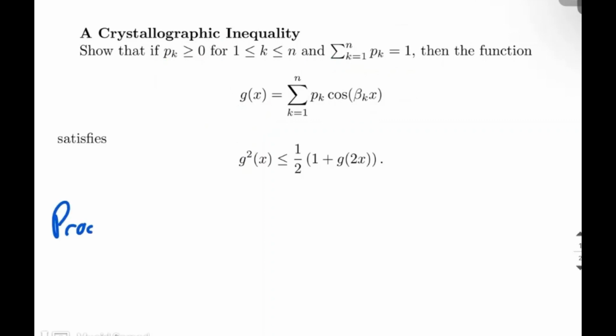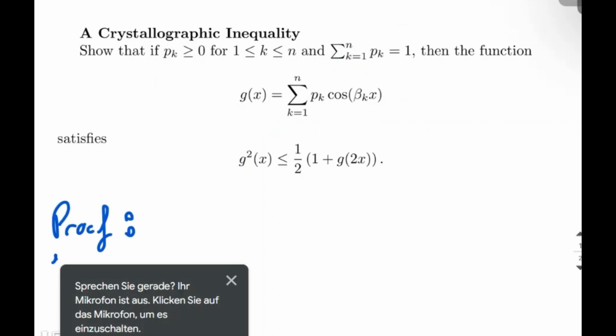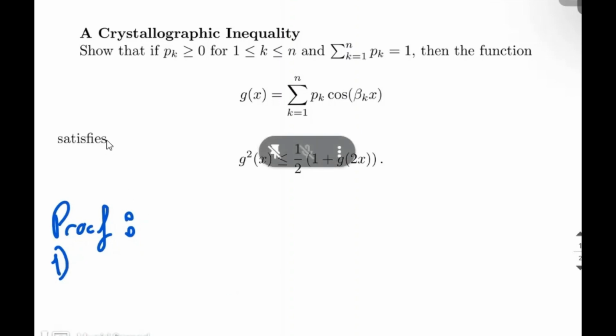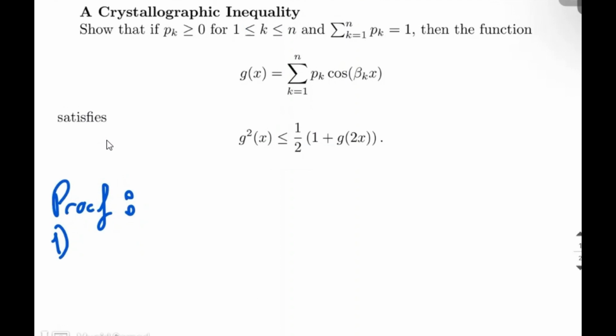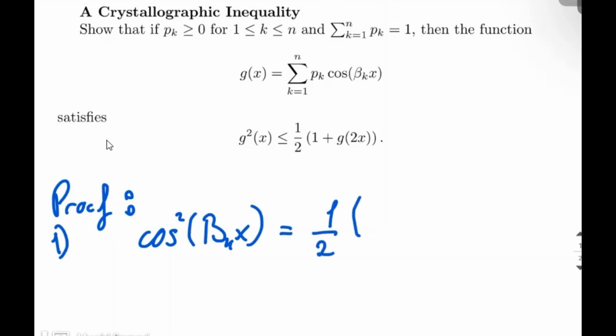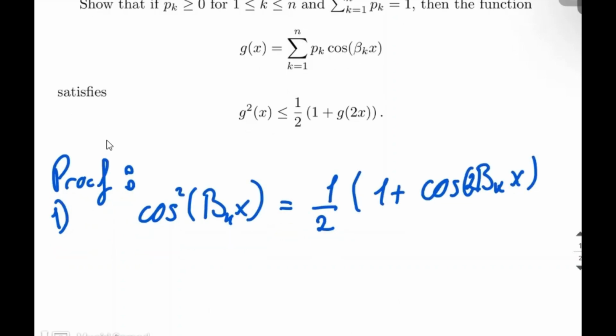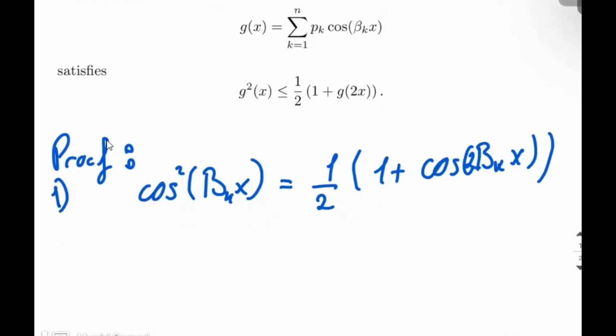Let's go about it. So we need two facts. The first is a derivation of the cosine formula. So just that the cosine squared of beta k x is equal to 1/2 times 1 plus cosine of 2 beta k x. Oh, there's a 2 here. That's what we want. Okay, how do we know this is true?